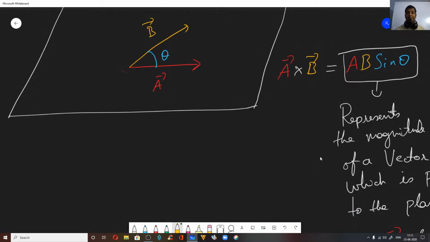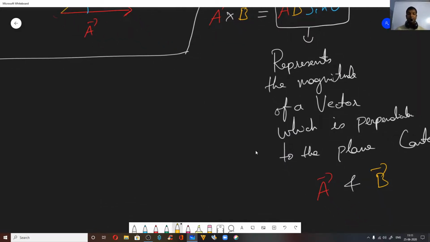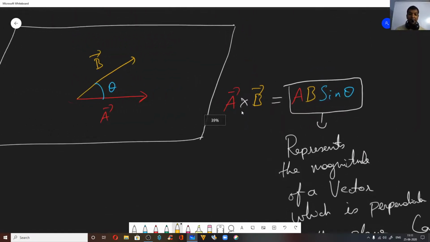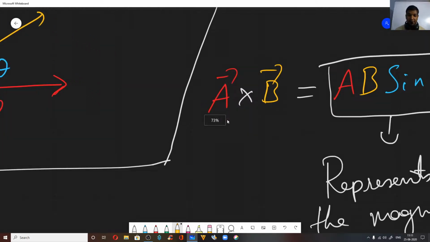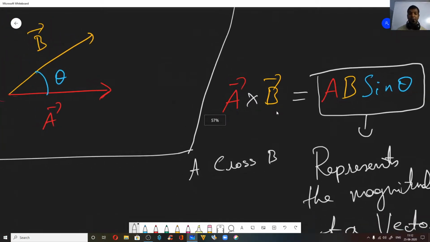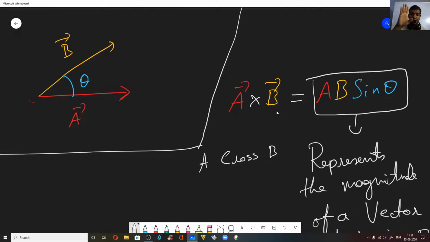Now when I say A cross B, understand, when you write A first and B next, we'll always pronounce it as A cross B. A and B are vectors. Now what you have to do is, you take your right hand. This is really important. It will help you throughout your 11th and 12th physics.